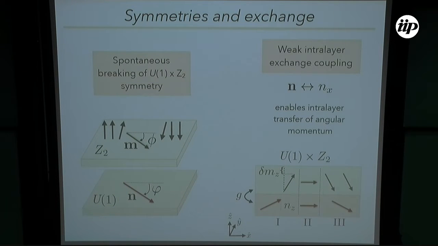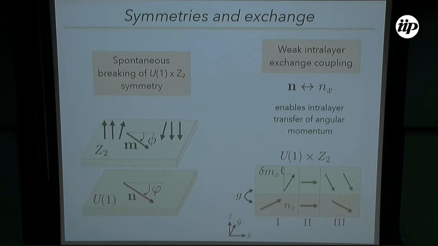So the two key ingredients of such a system are, first, the spontaneous breaking of a U1 and Z2 symmetry. The spontaneous breaking of the U1 symmetry results in a Goldstone mode, which is a spin superfluid, while the spontaneous breaking of the time reversal symmetry results in a domain wall. In general, this is applicable to any system that can host such a spontaneous symmetry breaking.